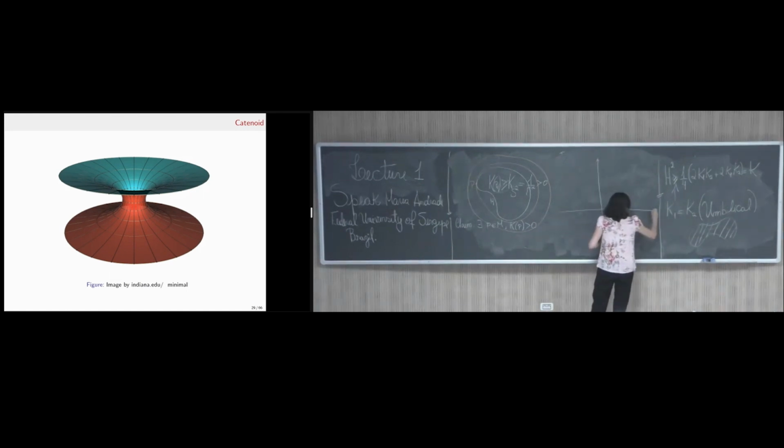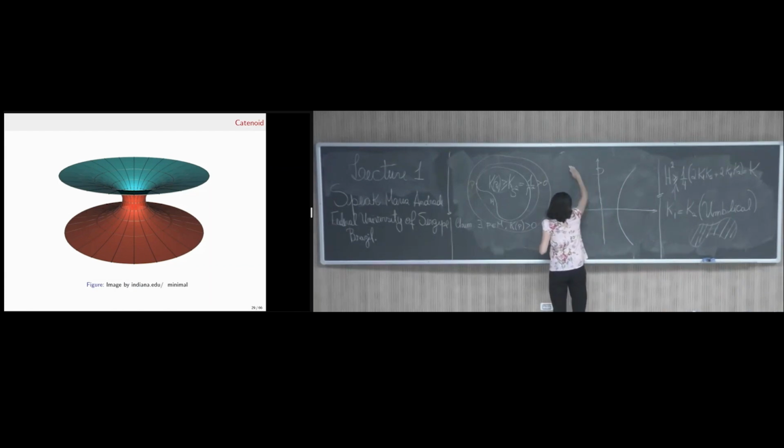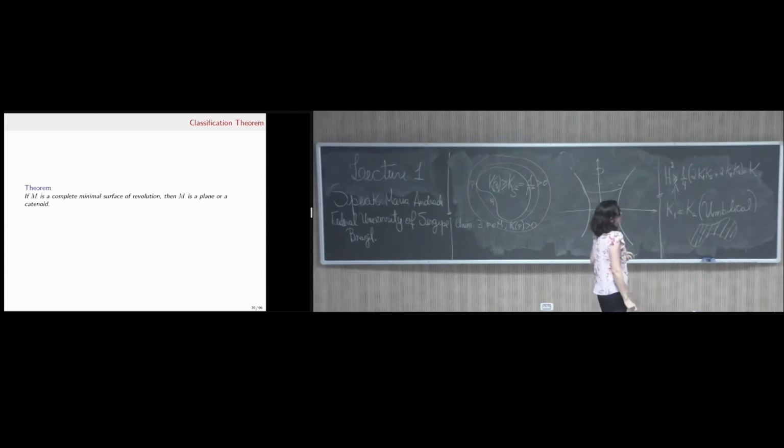Let me draw. You take a catenary, and you rotate it here, and you have a catenoid. In this lecture, the catenoid is important because it is a minimal surface. And what more can we do? There is a classification theorem. If M is a complete minimal surface of revolution, then the surface is a plane or a catenoid, only this.